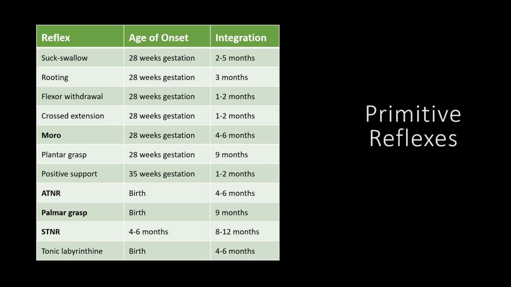Positive support comes on a little bit later, so that's 35 weeks of gestation, but integrates very quickly at 1 to 2 months. The ATNR is going to onset at birth and integrates at 4 to 6 months. The palmar grasp is going to onset at birth and integrates at 9 months, and so that contributes to a child's ability to let go of objects. The STNR doesn't start until about 4 to 6 months, and then should integrate when the child is between 8 to 12 months. And the tonic labyrinthine reflex onsets at birth and integrates at 4 to 6 months. And again, we'll talk about these a little bit more in chapters 4 and 5.